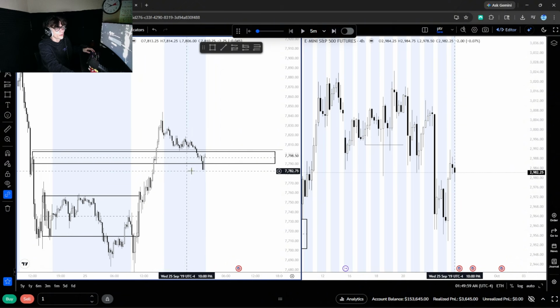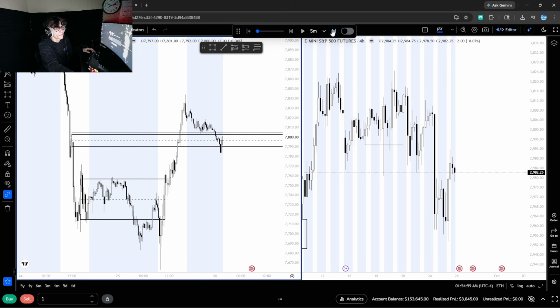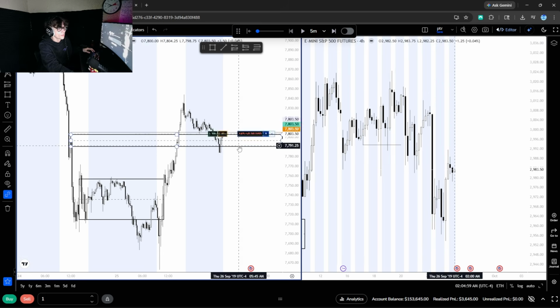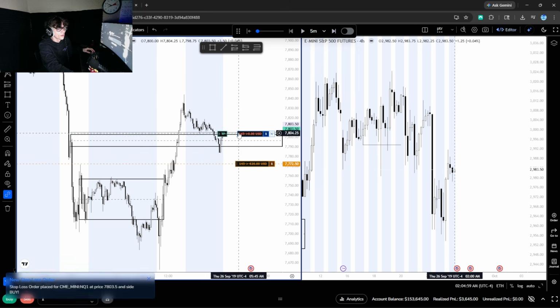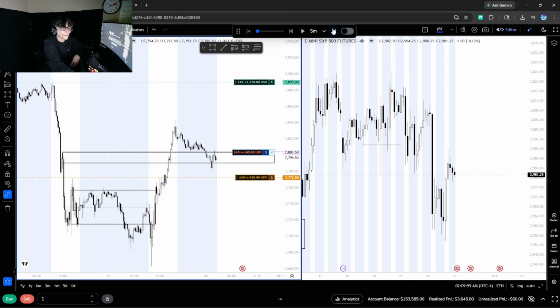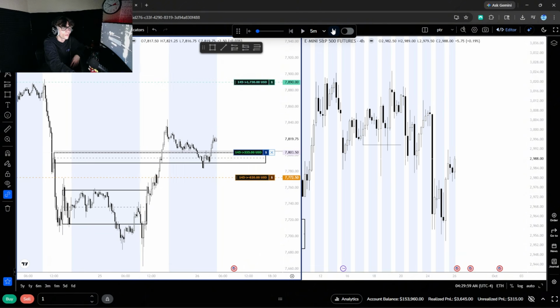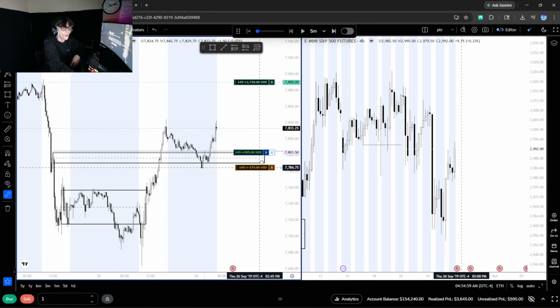We dip right past through it. 130. I'll give you guys one more here. Let it breathe a little bit and then try and catch the rest of the move. Go break even.